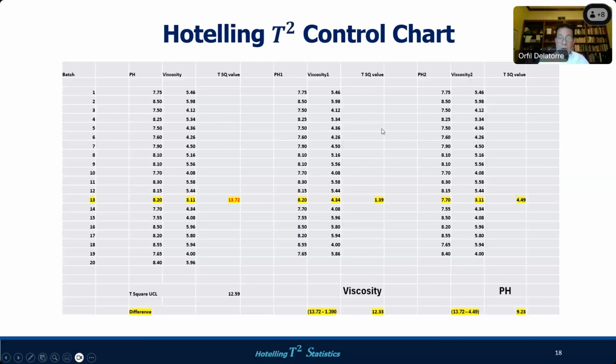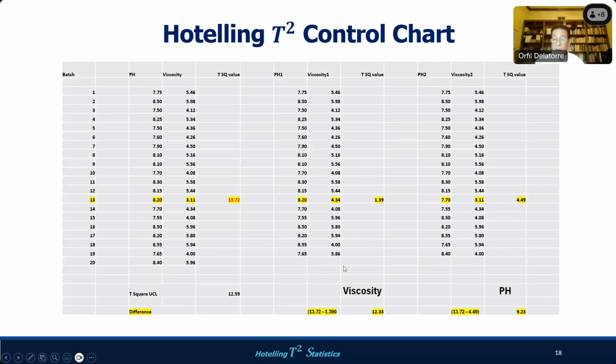Well, we're going to run the T-square again in Minitab, removing the 311 that is right here for viscosity. We run it and we obtain the T-square value 139. Okay, so we put it back, and then now the one to be removed is the pH value, the 8.2. Now it's not here. We did the recalculation again for the T-square, and it was 4.49.